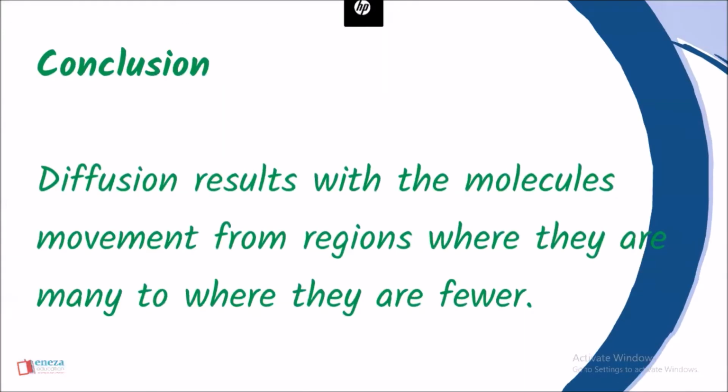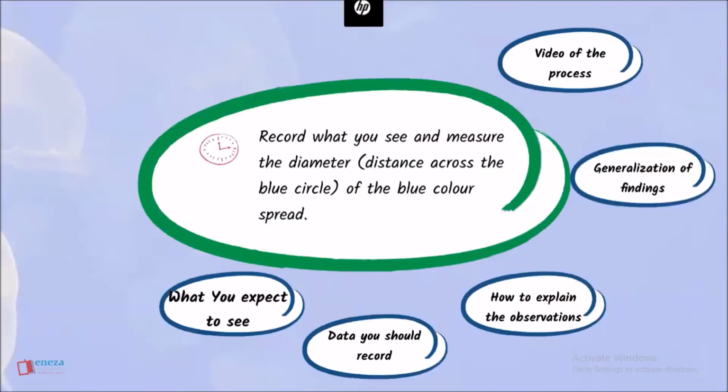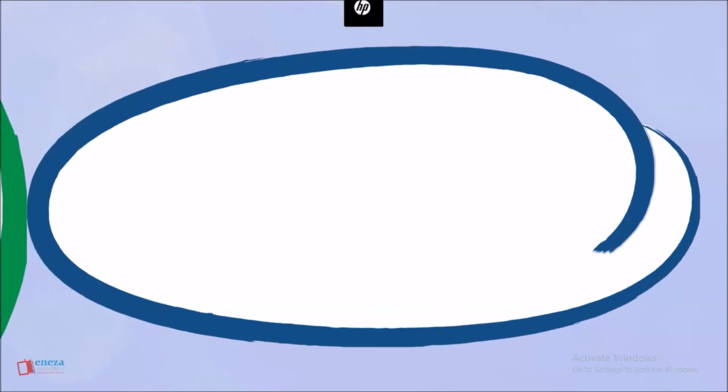In conclusion, we can conclude that diffusion results in the molecules' movement from regions where they are many to where they are fewer. So we have seen the experiment, we have recorded the observations. Now let's go to generalization of the findings.